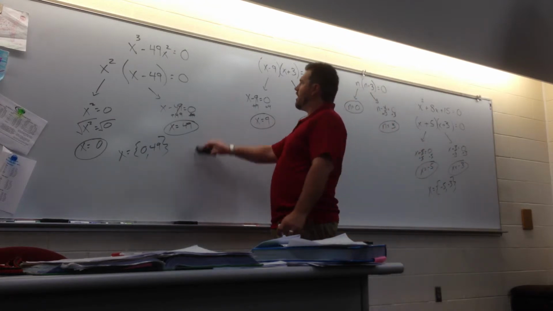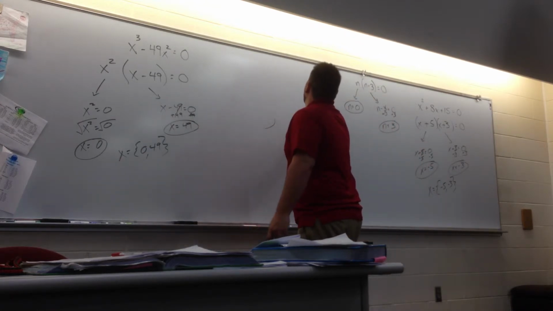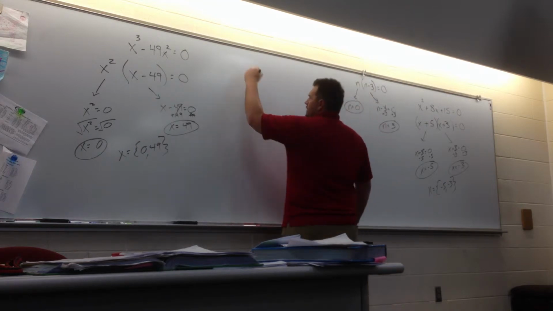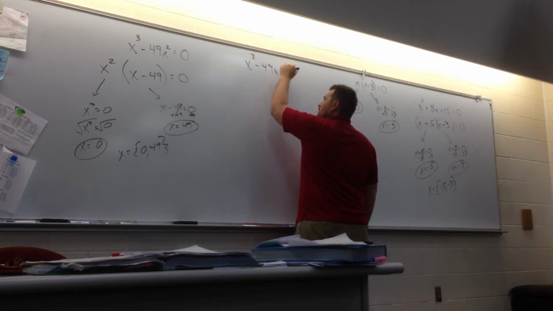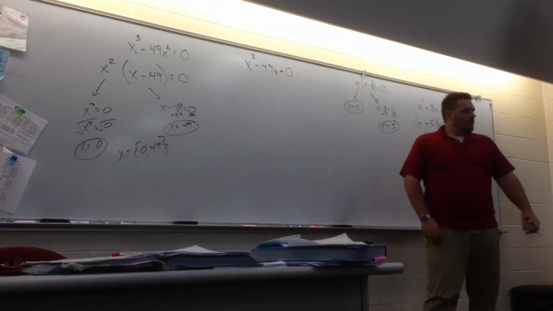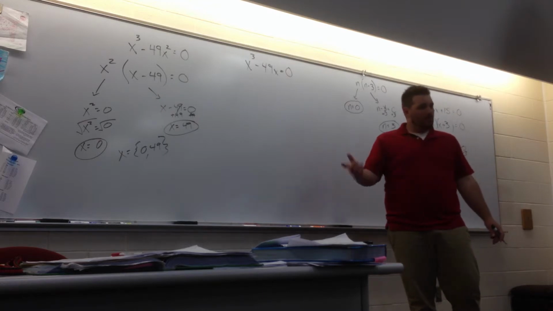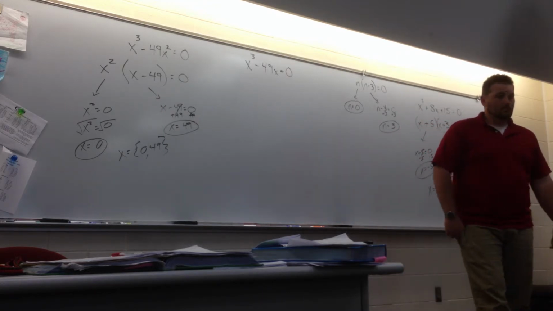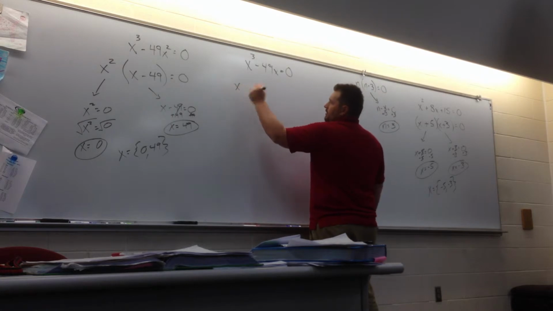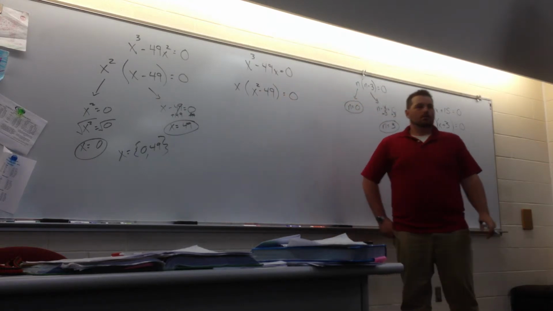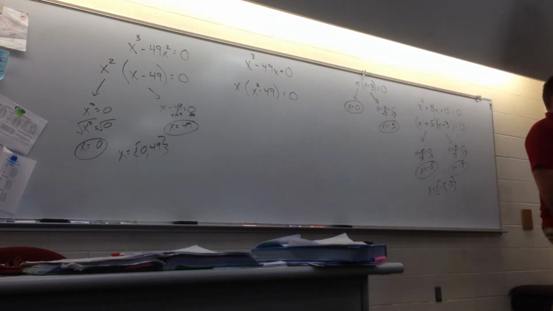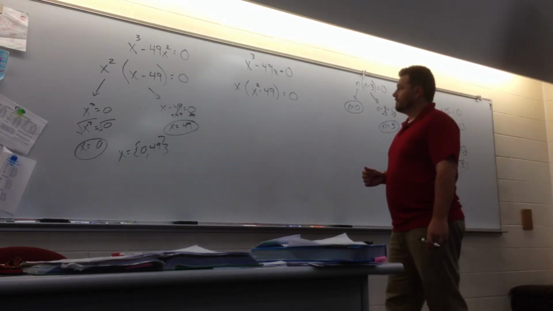Now, let's take the same problem, just change it a little bit. Let's say we had something like this. Now what do I do? I take out the x still, except I can only take out one x, right? And now I have x squared minus 49 equals 0. Now what do I do? You break it into the two separate equations equal to 0?